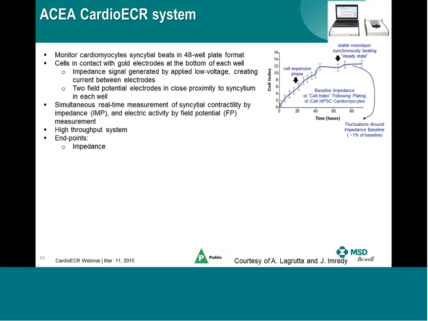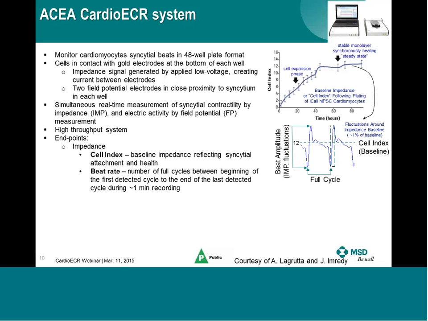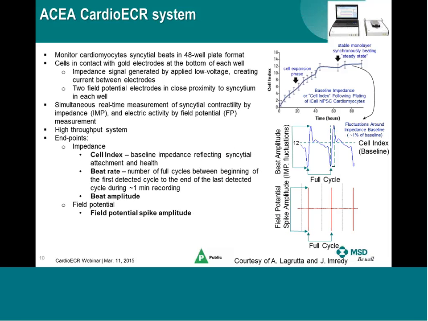The endpoints for impedance are the cell index, which is the baseline impedance reflecting syncytium attachment and also cell health. And then the beat rate, which is the number of beat cycles from the beginning of the first detected cycle to the end of the last detected cycle during the 1 minute recording time. And then the beat amplitude. The endpoints for field potential we use are the field potential spike amplitude, the field potential rate, and the field potential duration.